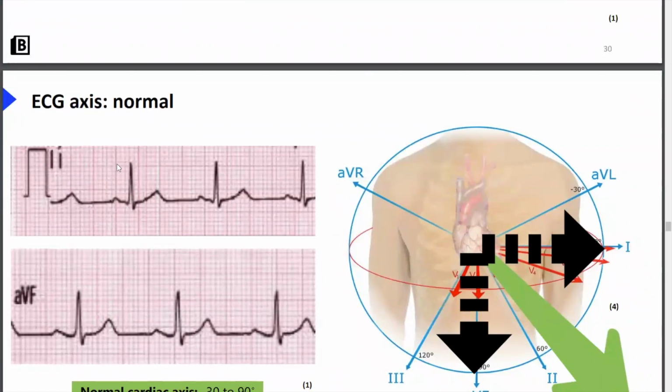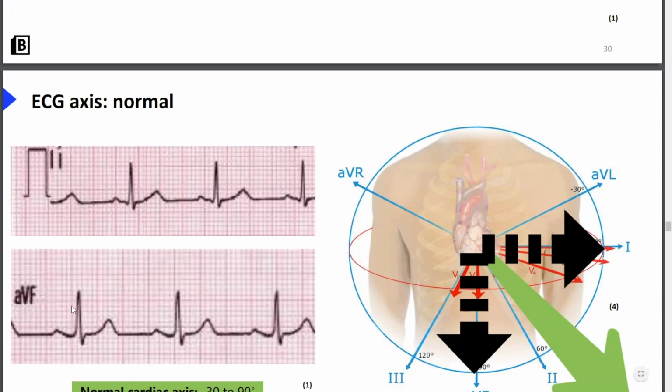So looking at lead 1, what direction is the current flowing in lead 1? Is the flow of positive charge towards lead 1 or away from lead 1? That's my question. It's towards, good, because it's a positive spike. I know you've got a bit of a negative spike there, but most of this is positive. So that means in lead 1, positive charge is flowing towards it, okay?